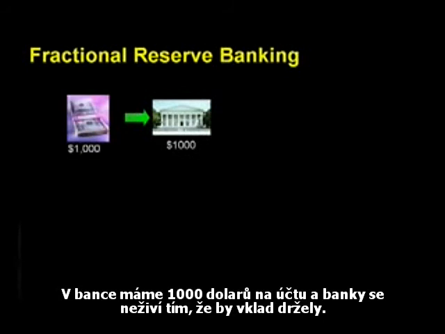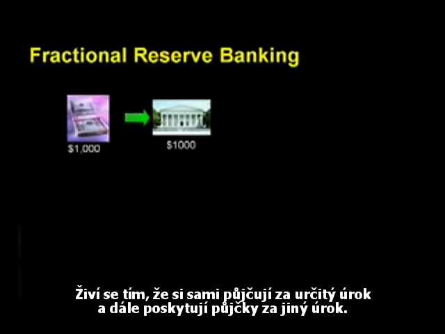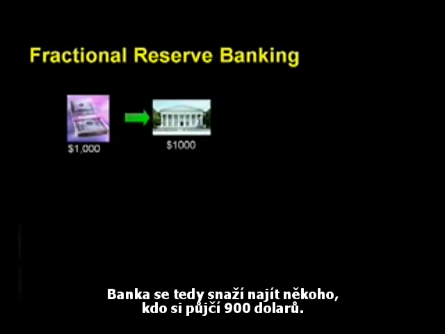Now back to our example. We now have a bank with $1,000 on deposit, and banks do not make money or make a living by holding on to it. Rather, they make their living by borrowing at one rate and loaning at a higher rate. Since any bank can loan out up to 90% of what they have on deposit, in our example, our bank wants to find somebody who wants to borrow $900.